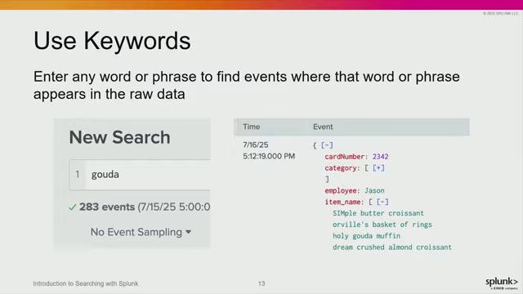So again, you can use any word or phrase to find events where it appears in the raw data. In these screen captures here, we were searching for a keyword of Gouda, and we can see in one of our events, one of the items that was purchased was Holy Gouda Muffin. And so if we match on that keyword anywhere in the event, we will return it as a result.